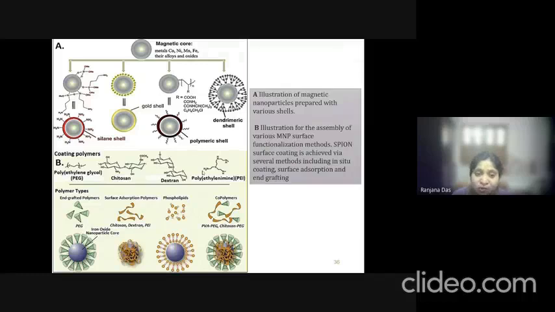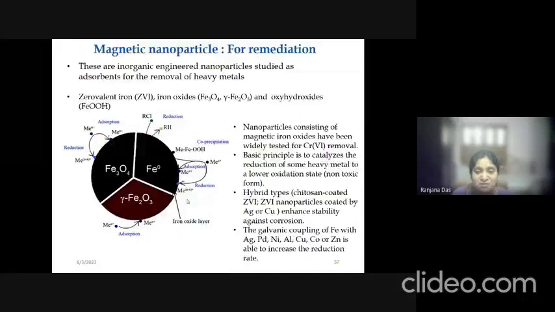You have to choose a superparamagnetic material as a core. You coat this on the shell side. You choose the material which will attract the contaminant, or which is the targeted contaminant, and then you just treat water with this material. So these are the different availabilities or different choices for the preparation of the magnetic nanomaterial.